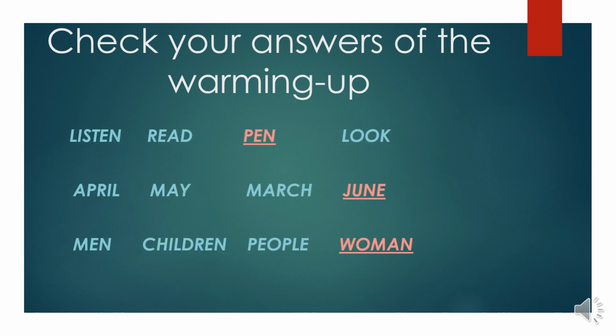From the first line, the different word is pen. Listen, read, look. They are verbs, and pen is a noun. At the second line, April, May, March. As you know, they are spring months. And June is a summer month. That's why it is different. And at the third line, men, children, people, they are in a plural form, and woman in a singular. That's why it's different. Well done.